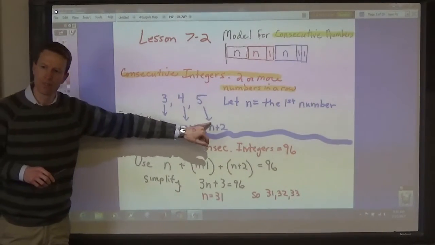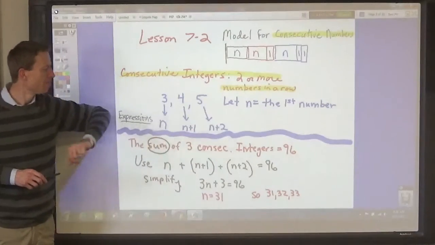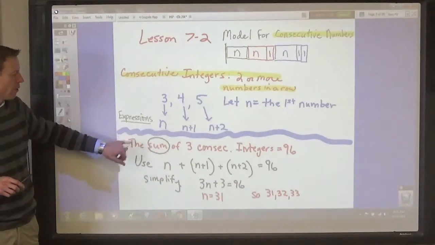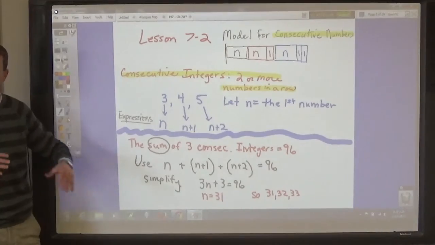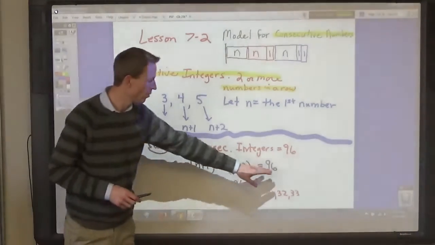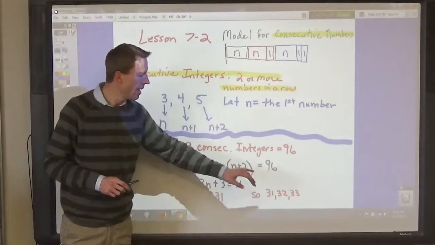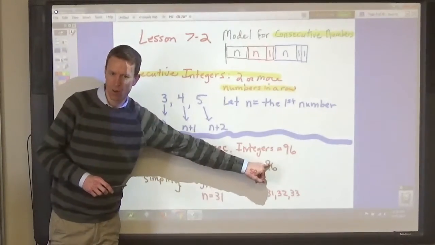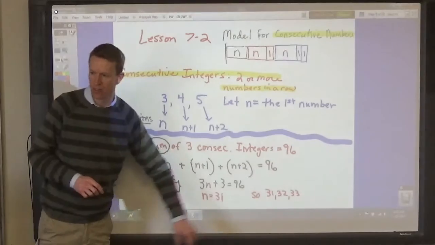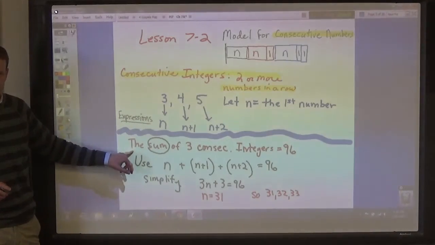So, this is the expression for the three integers: n, n plus 1, and n plus 2, okay? Now, if we were to add these together, if it says the sum of the three integers is 96, for example, they'll give you what the sum of the integers is. And then you have to put these together, adding them together to figure out what n is, and then figure out the three integers. So, go back to this in your notes.